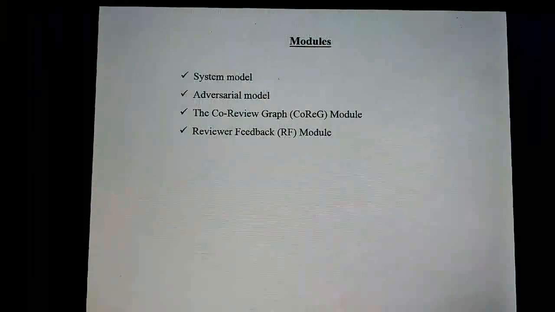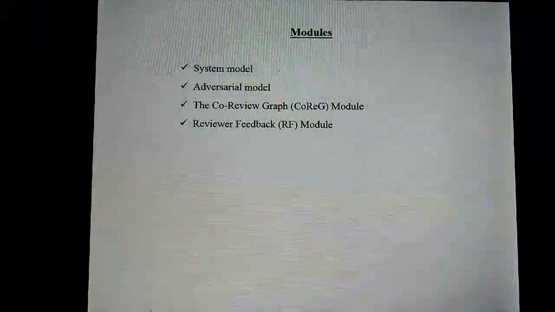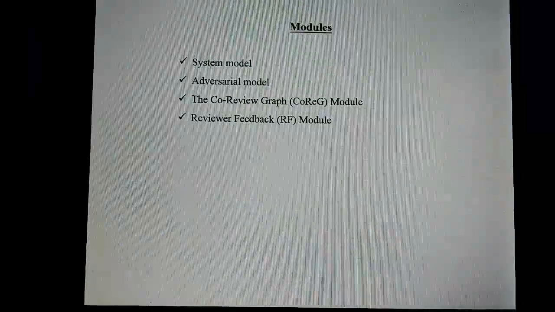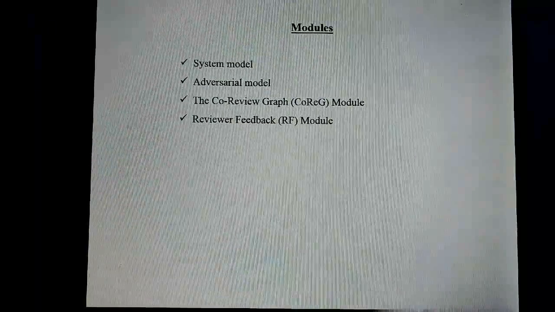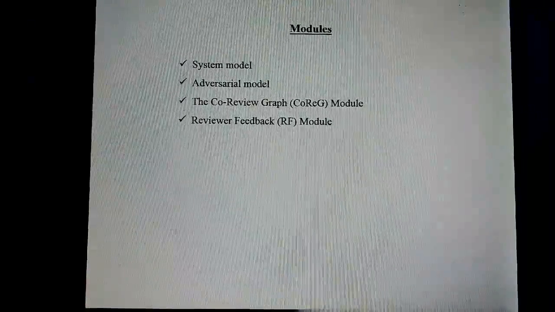The next is the modules. I have 4 modules for my project. The first one is the system model. The second one is the adversarial model. The third one is the co-review graph module, that is the correlation module. The final module is the reviewer feedback module.